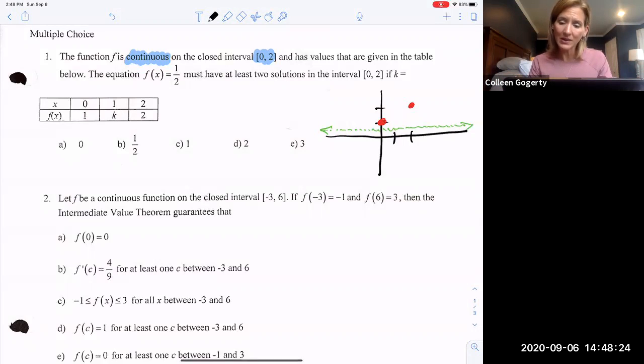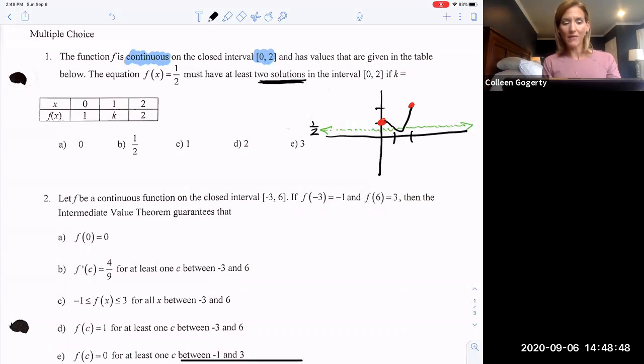Heck, how do I know that it doesn't go up like this? I don't, okay? But now this question is saying we want to have two solutions. That means two intersections. So what has to happen is that this graph has to go down somehow, cross this green line, or intersect the 1/2 twice.